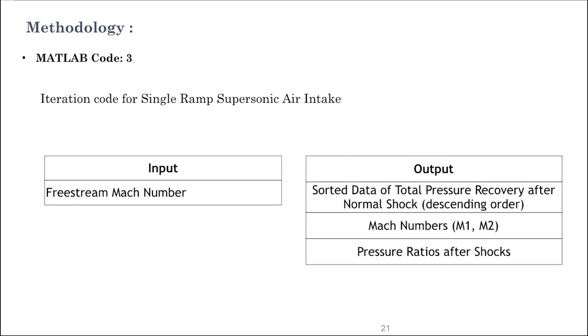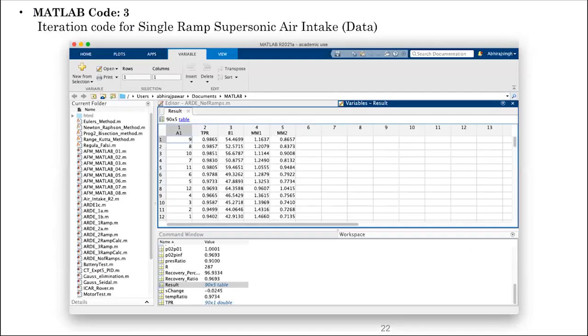Codes number 3 and 4 are iteration codes. In iteration codes, we don't need to give the exact ramp angles as input, because we need to find those angles. The code iterates by increasing the ramp angle, so we get data on which ramp angle or set of ramp angles gives us the highest total pressure recovery. This code is only for a single ramp. This is the output arranged in descending order. As you can see, the first rank is 0.9865, which means 98.65% total pressure recovery, which is very good.